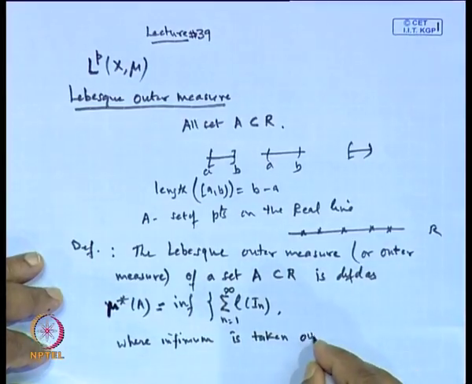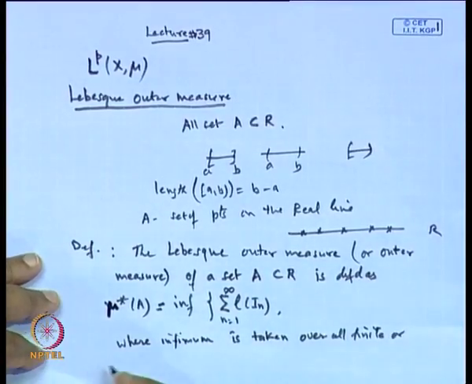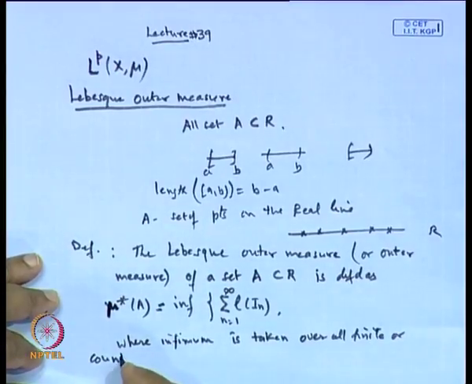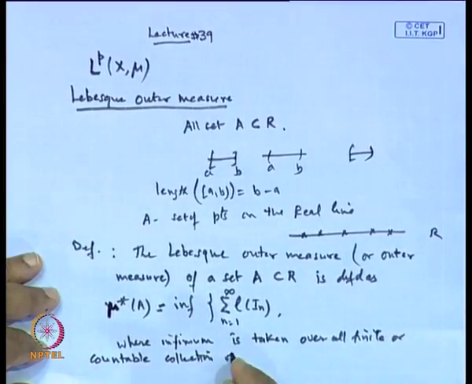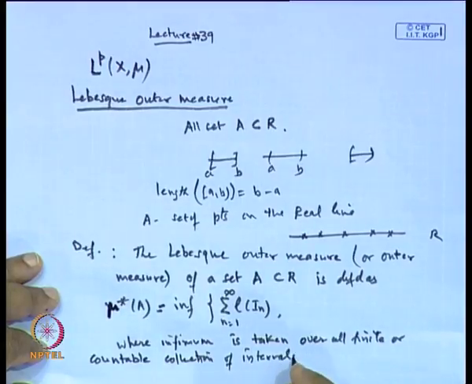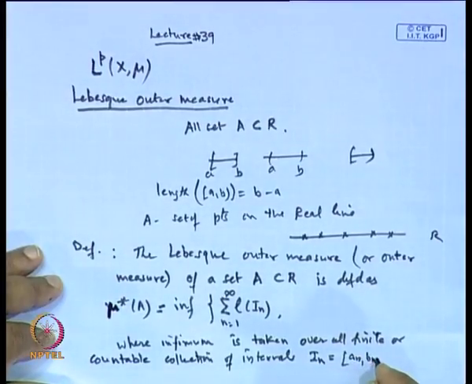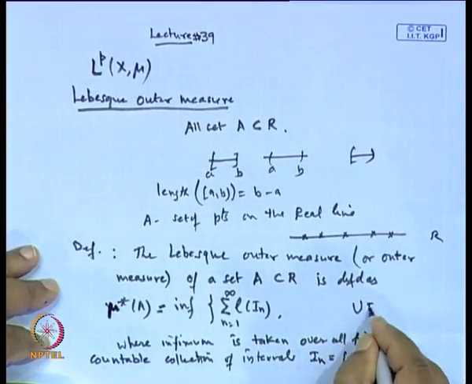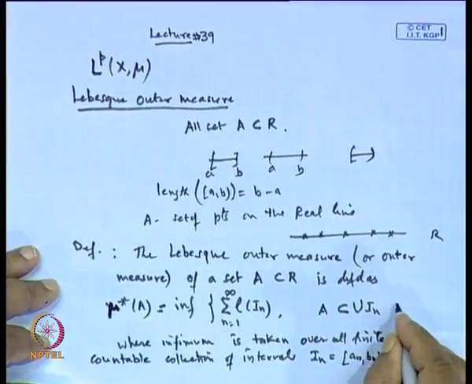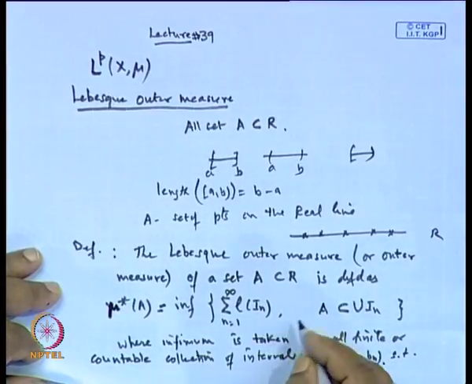over all finite or countable collections of intervals I_n, which are of the form (a_n, b_n), such that the countable union of these I_n's covers A.